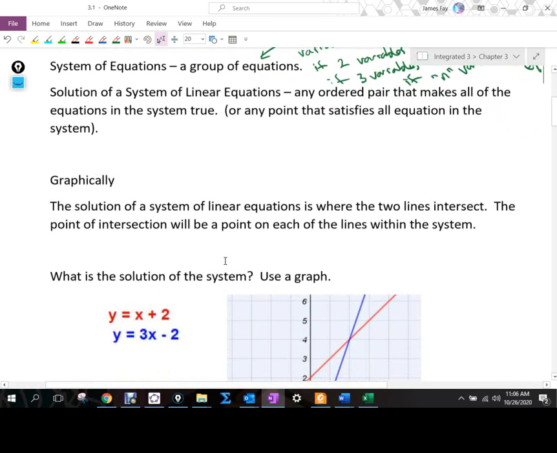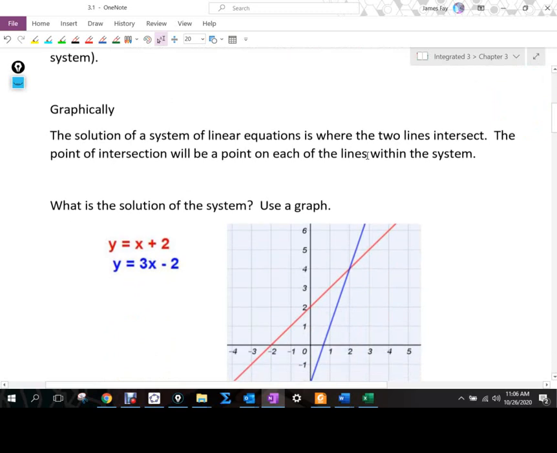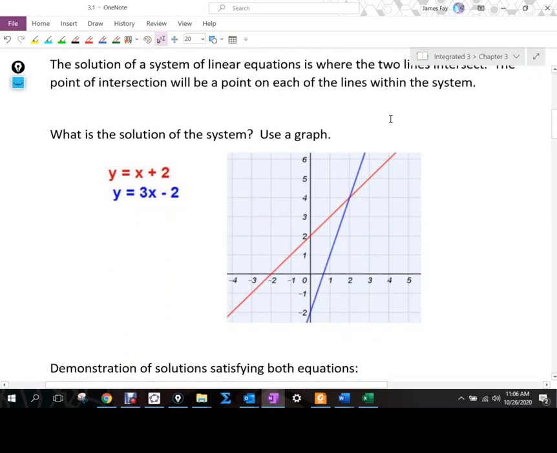So here it says the solution of a system of linear equations is where the 2 lines intersect. The point of intersection will be the point on each of the lines within the system. This is just a demonstration of what we're doing graphically to find a solution. In the next couple days, we'll remove the graphical part and just do it algebraically. But everything we do algebraically, behind the scenes, this image, or an image like this, is taking place.